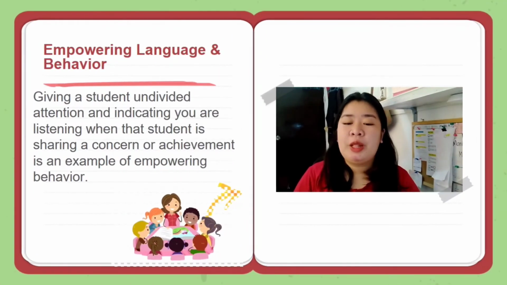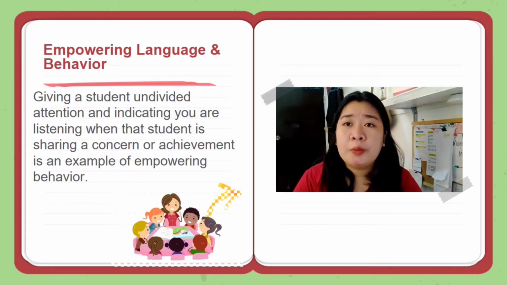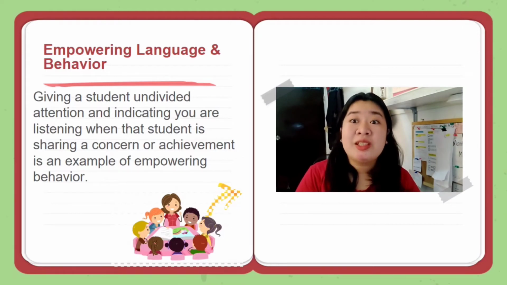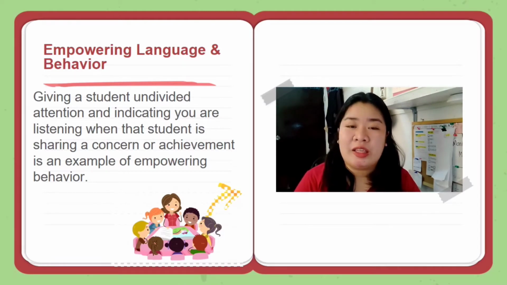Now let's proceed with empowering language and behavior. Giving a student undivided attention and indicating that you are listening when the student is sharing a concern or achievement is an example of empowering behavior. In here, when the students share some ideas, the teacher should show the students that they are listening and considering their ideas.